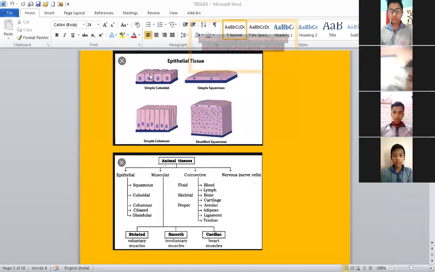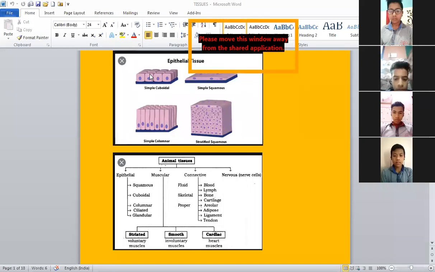The main function of epithelial tissue is to protect the underlying cells from adverse environmental conditions. It protects all the cells which are under the epithelial tissue, from dryness, injury, chemicals, pathogens, and it protects the cavities and hollow organs from mechanical trauma. So the main function is protection.